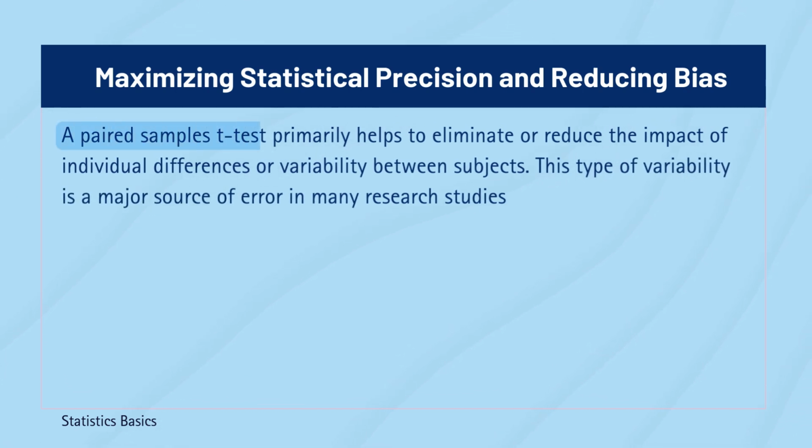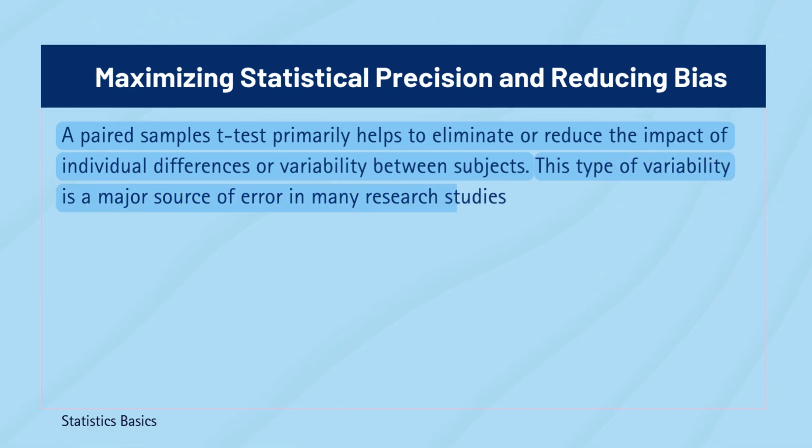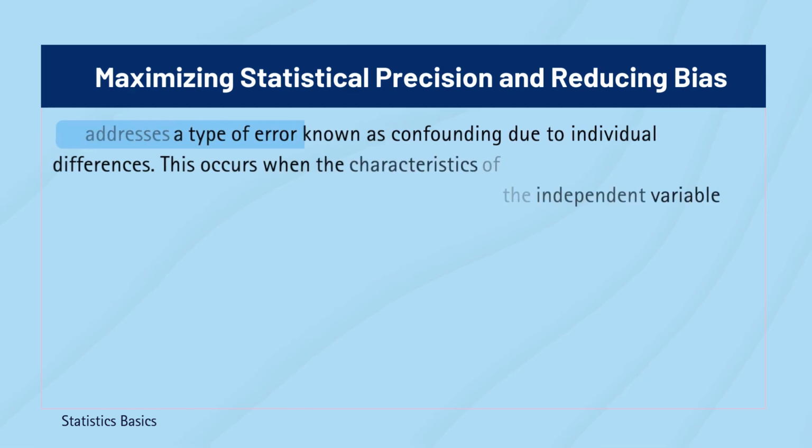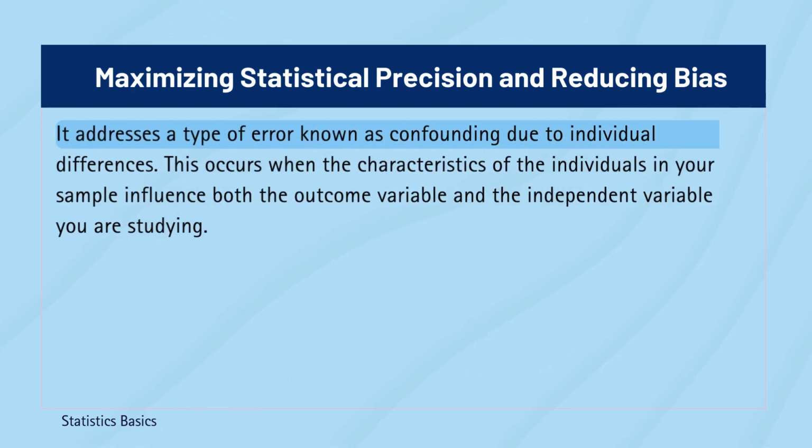A paired samples t-test primarily helps to eliminate or reduce the impact of individual differences or variability between subjects. This type of variability is a major source of error in many research studies. It addresses a type of error known as confounding due to individual differences.